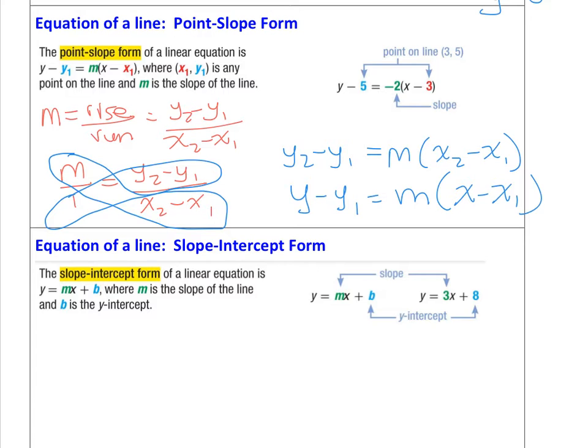So in our example here, if we set up that the slope m is equal to negative 2, and we know one point on that line, we're told one point is (3, 5). Well, that is x1 and y1, so we could just substitute that in. y minus 5 equals, slope is negative 2, times x minus 3.